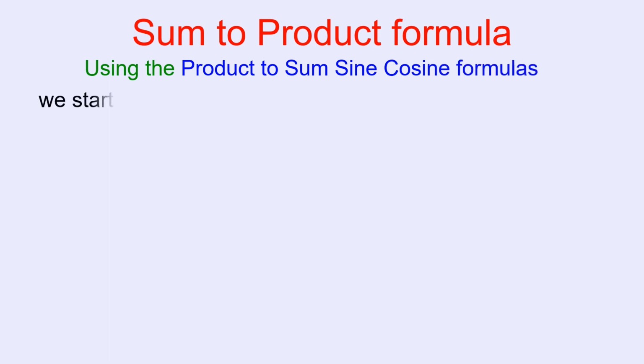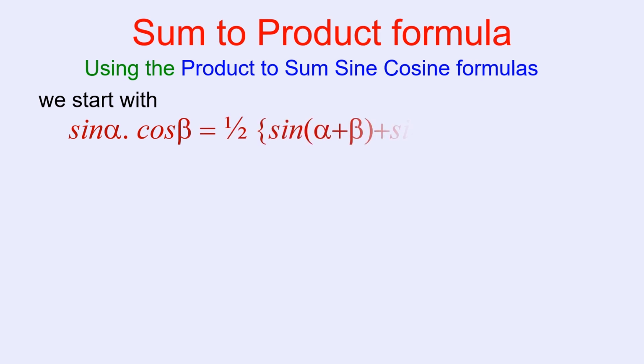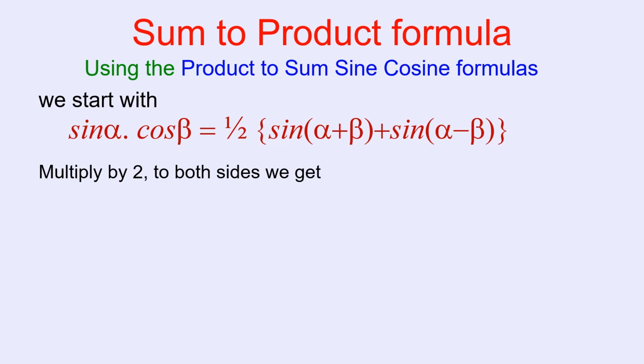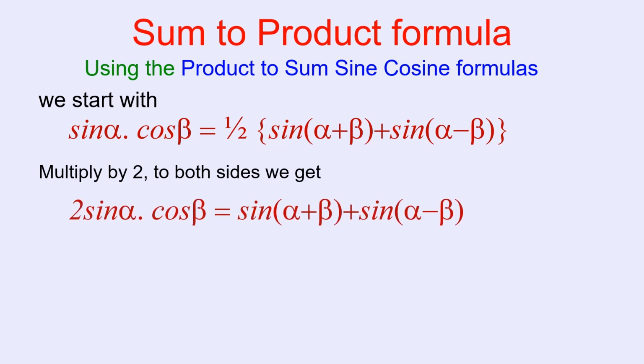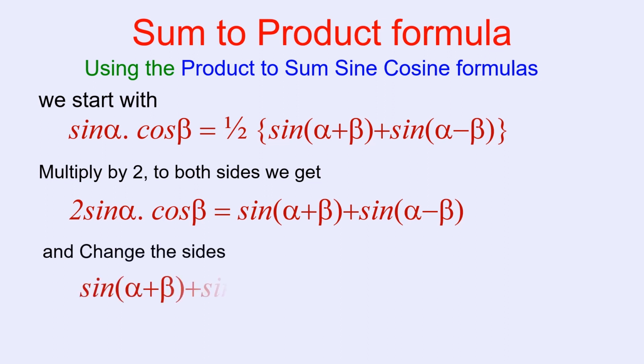Using the product to sum sine cosine formulas, we start with sine of alpha into cosine of beta equals half times sine of alpha plus beta plus sine of alpha minus beta. Multiply by 2 to both sides and change the sides. We get sine of alpha plus beta plus sine of alpha minus beta equals 2 times sine of alpha into cosine of beta.